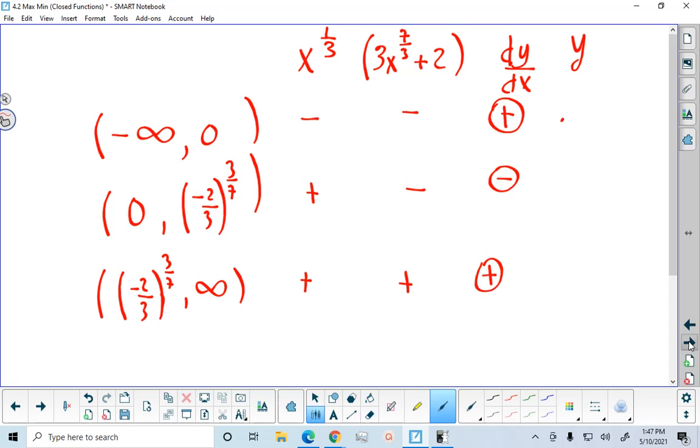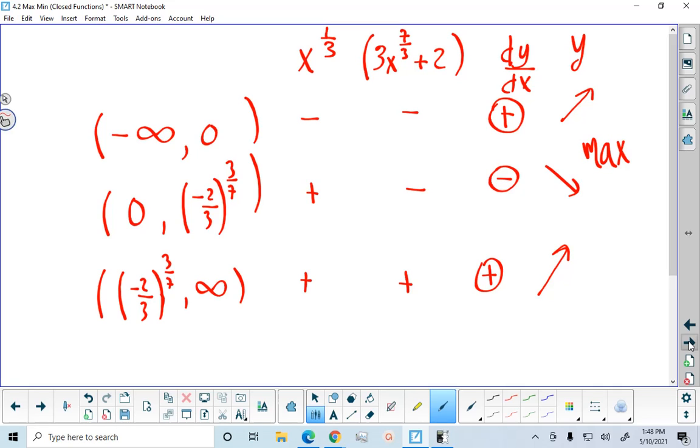So what is the function doing? Increasing, decreasing, increasing. That means there's a maximum value here. Think about this for a second. We're going to do this in the next lesson. I keep saying tomorrow, but it's the next lesson.